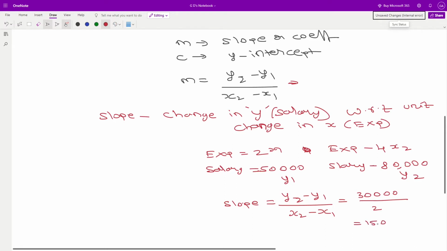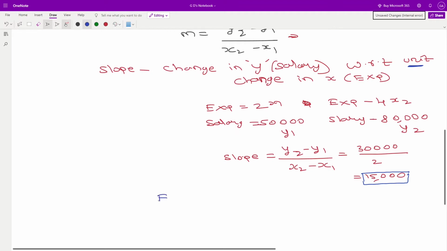So if we carefully observe, what exactly is this 15,000 telling us? What is the meaning of this particular 15,000? Is it talking about a 2 years change? Is it talking about how much your salary incremented in 2 years? No, no. It is talking about on average how much your salary got incremented for 1 year. That is what your unit change is. When I say change in y with respective unit change, in our case, as we are calculating your experience in terms of years, 1 year is nothing but your one unit.